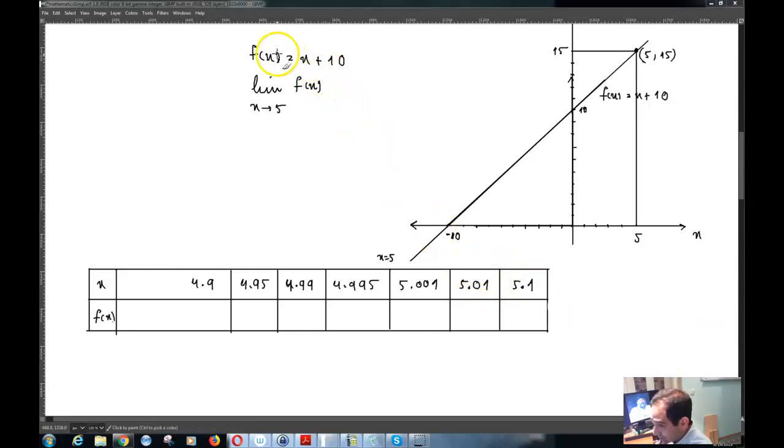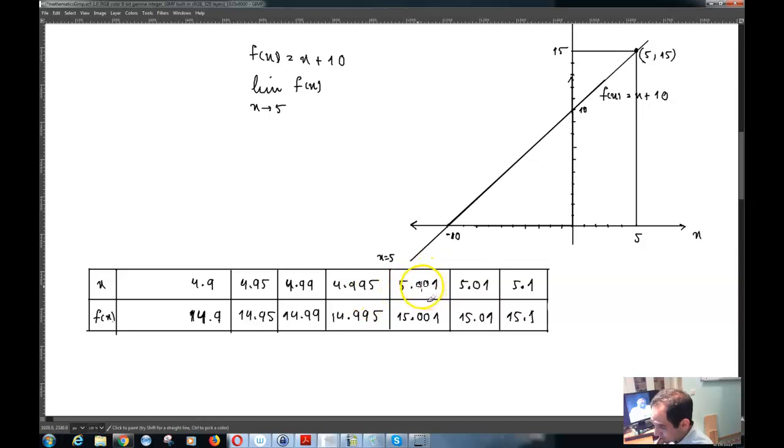And since the value of the function at any point is x plus 10, the value of the function at these points becomes 15.001, 15.01, and 15.1. The value of the function on the left becomes 14.995, 14.99, 14.95, and 14.9.